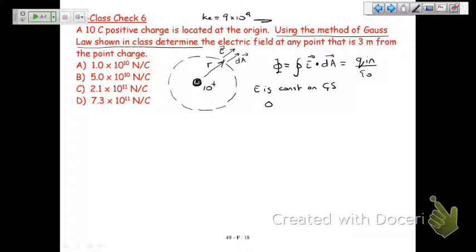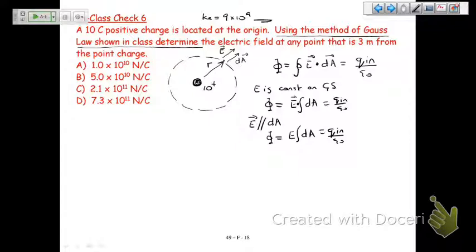It's constant, so flux is equal to E times the integral of dA, which equals Q_in over epsilon naught. And I know that E is parallel to dA. So I can say that my flux is equal to E times the integral of dA, which equals Q_in over epsilon naught.